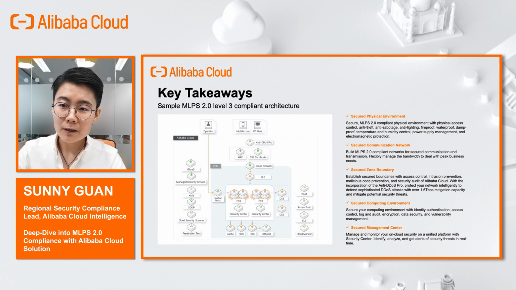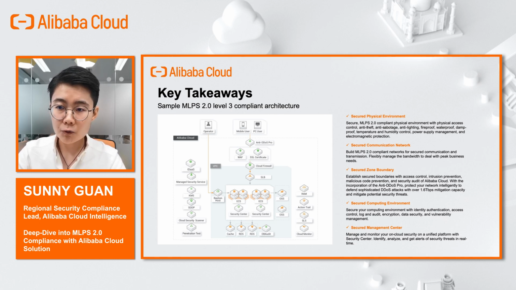Firstly, let's have a look at an illustrative example of an MLPS 2.0 Level 3 compliant architecture on Alibaba Cloud. Under a typical IaaS model, the physical environment is managed by Alibaba Cloud to provide you a secured and MLPS compliant data center environment. The data center is protected by the required physical controls with monitoring mechanisms to ensure the operating effectiveness of the data center controls. On top of the physical environment and cloud platform, you can also leverage our compliant network and encrypted channel to build your own communication network.